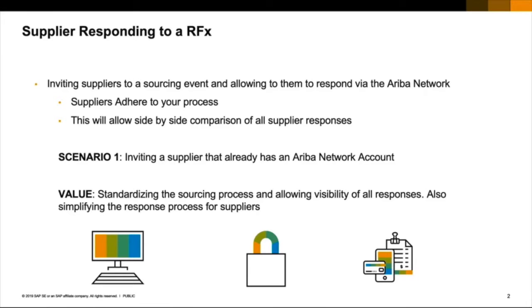So the reason why we want to do this is we want to allow suppliers to adhere to our process. And when they do that, it does allow us to do a side-by-side comparison of all supplier responses. So the first scenario we'll be talking about is inviting a supplier that already has an Ariba network and exists in your supplier database. And the real value here again is standardizing the sourcing process, allowing for that visibility of all responses, and we want to simplify the response process for all suppliers.